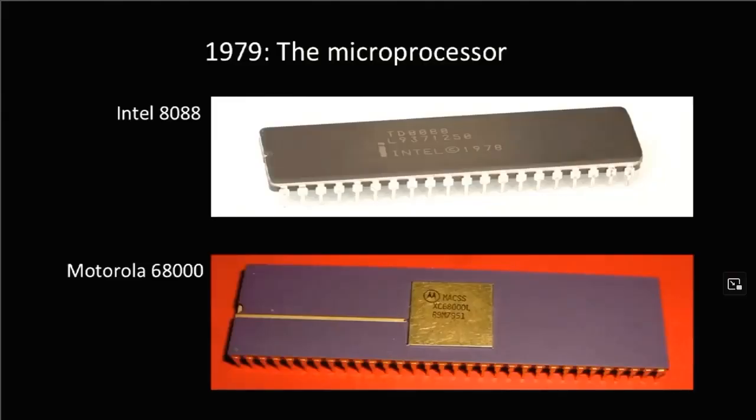Then the microprocessor happened. And the microprocessor happened in 1979, primarily through the introduction of the Intel 8088 microprocessor and the Motorola 68000. These processors had about 30,000 transistors on them and operated at about 1 megahertz.